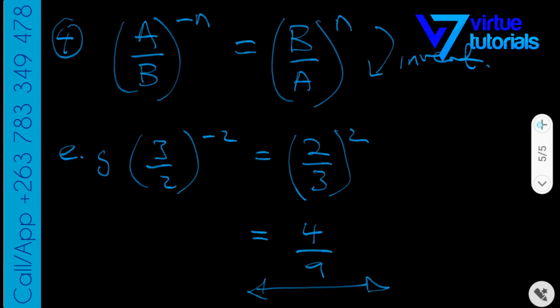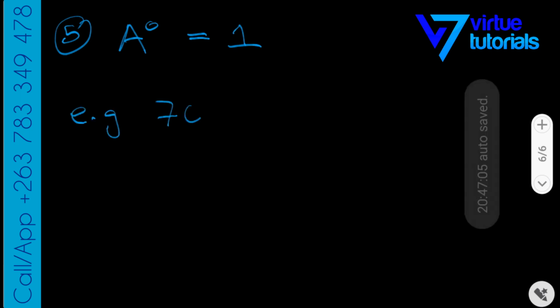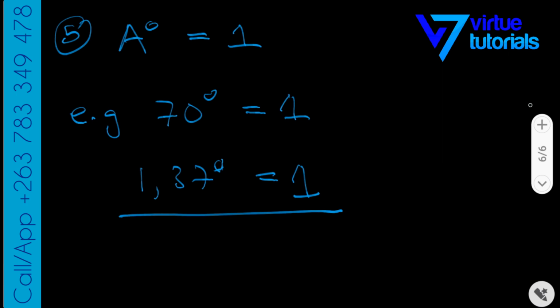Okay? And just a reminder of what some of you may know, a to the power 0 is equal to 1. Okay? If you raise any number whatsoever to the power 0, your answer should be 1. So if I have 70 to the power 0, my answer is 1. If I have 137 to the power 0, my answer is 1. So it doesn't matter what the number is. If you raise it to the power 0, you get an answer of 1.